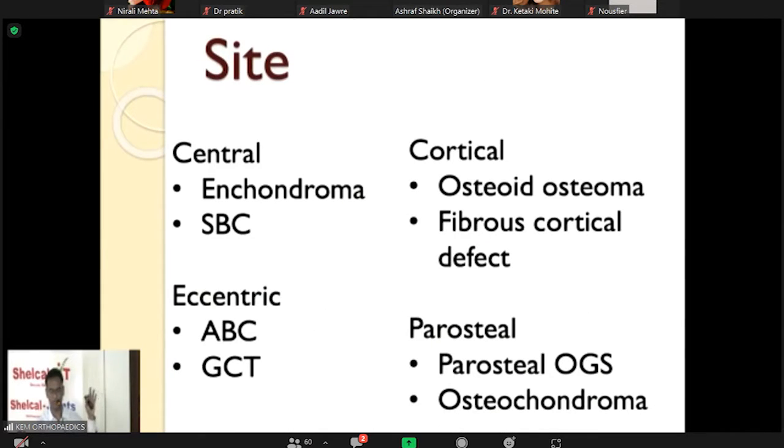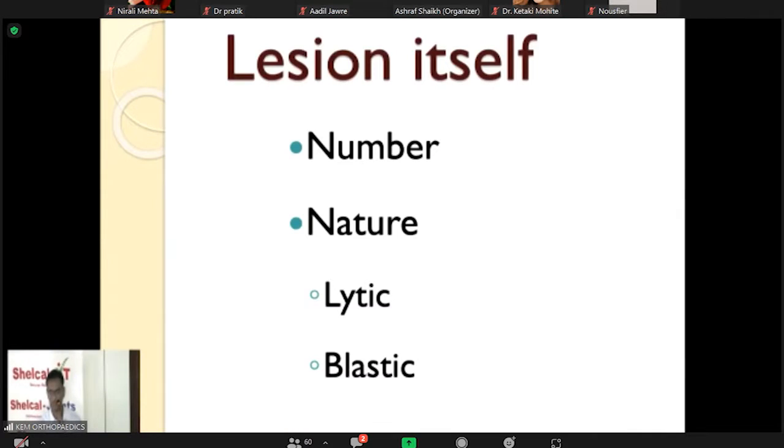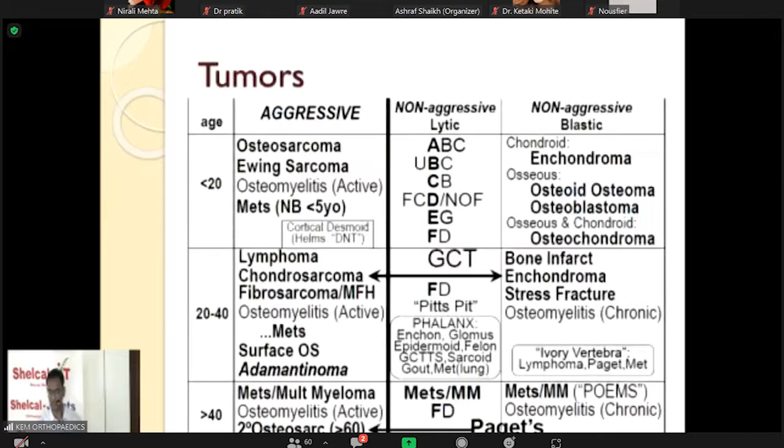Similarly, another slide for what are the central lesions, what are the eccentric lesions. Central lesions are mainly enchondroma, which is very commonly in the diaphyseal, metadiaphyseal area in the center. Eccentric lesions like ABC or a GCT, and cortical and paraosteal. Just go ahead. How many lesions do you see, the number, the nature, whether it's lytic or blastic. We can take a photograph of this slide.